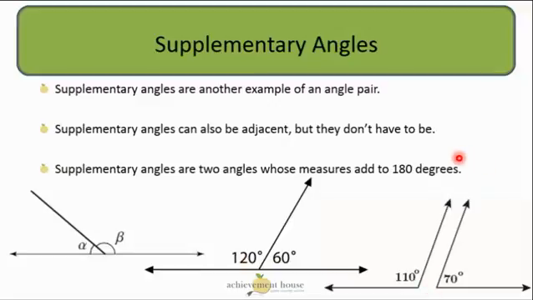Supplementary angles are similar to complementary angles, except they are two angles whose measures add to 180 degrees and not 90 degrees. So supplementary angles are two angles whose measures add to 180 degrees. For example, 120 and 60, they are 180 degrees. And 110 and 70, it's 180 degrees. So essentially, whenever I put two angles together, it forms a straight line.